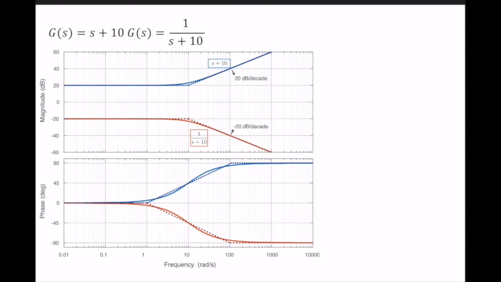Okay, so as you can see, s plus 10 has a trend of 20 dB per decade. 1 over s plus 10 has a trend of minus 20 dB per decade. The corner frequency is 10 radian per second. In the phase, I have two major changes. At 1 radian per second, my zero phase straight line becomes a ramp, which starts from 0 to go to 90 at 100 radian per second. After 100 radian per second, my approximation says that my phase is approximately equal to 90 degrees.